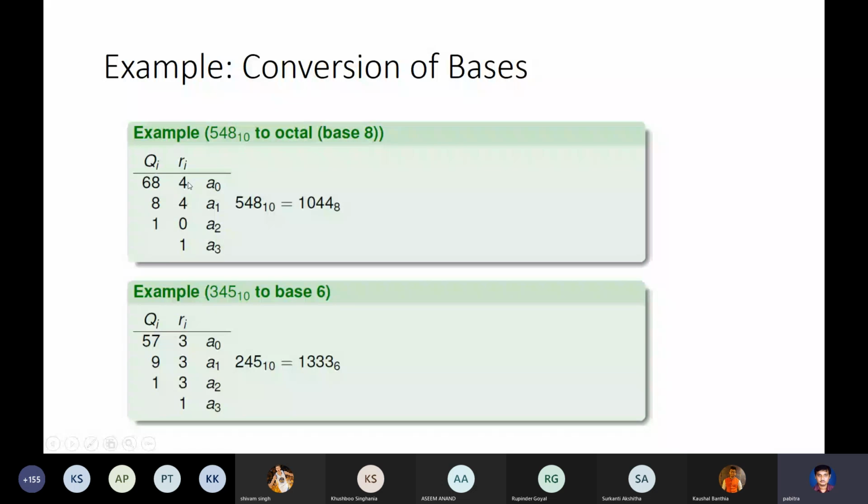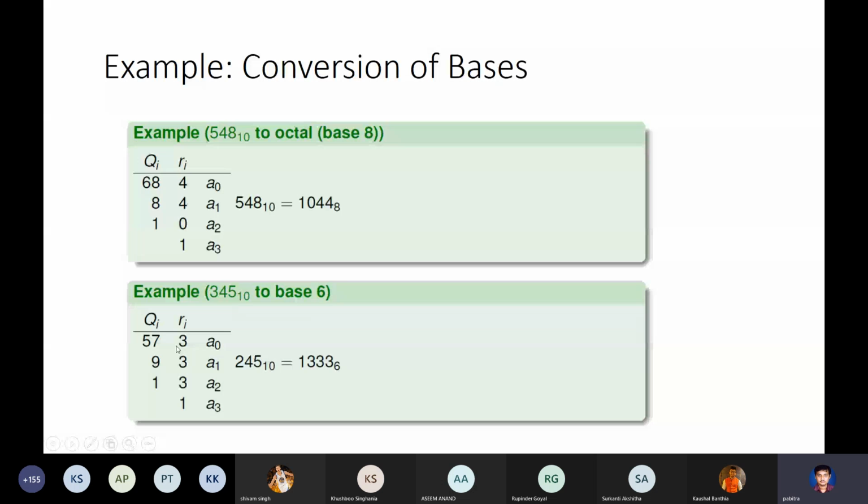Similarly, let's say I want to convert 345 decimal to base 6. I will keep on dividing 345 by 6. I get quotient 57, remainder 3, then 57 again by 6, you get 9, and remainder 3, and so on. And so I get 333. I have to go in the opposite order, so I get 1333.